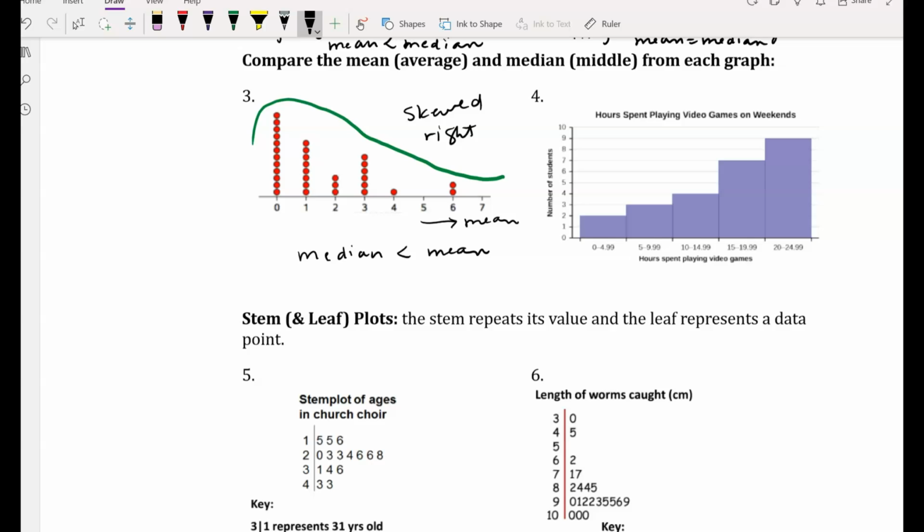Look at the histogram on number 4. Again, let's lay a blanket on that, and it would look like this. Since we have this long tail on the left, we would say that this is skewed left. Since it's skewed left, the mean is going to be pulled to the left, and if the mean is pulled to the left, then that makes it less than the median, which stays closer to most of the data.